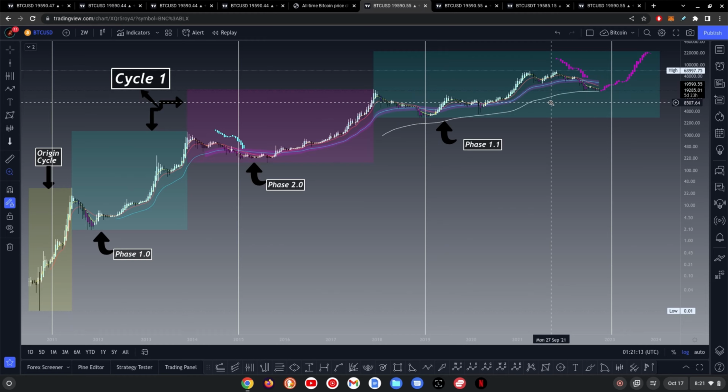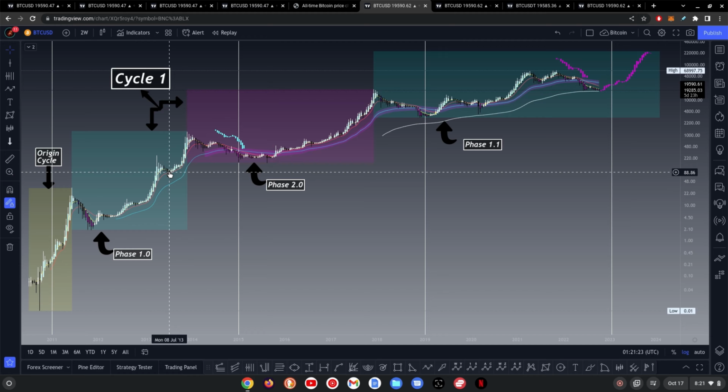So far within our current phase 1.1, within our second cycle, we're about halfway through it. Currently we are right here with respect to the first phase back here. We're still in the intermediate point before the final blow off top of this phase 1.